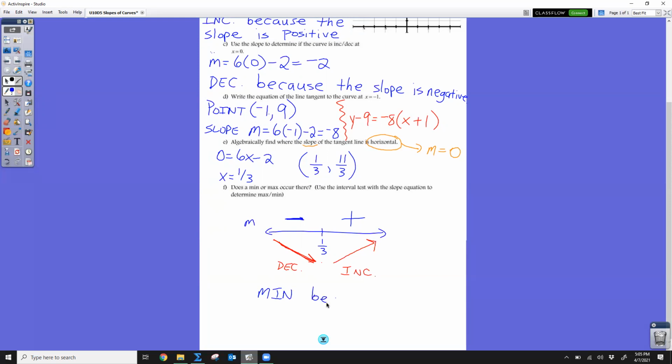because our slope goes from negative to positive, or you can say because the function goes, my pen's not working, sorry, goes from decreasing to increasing.